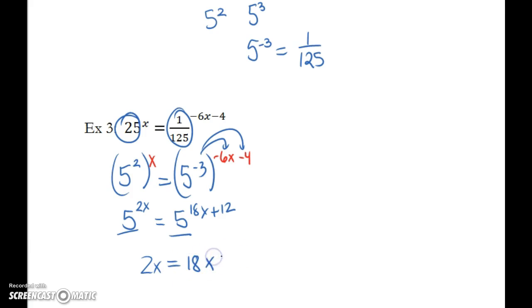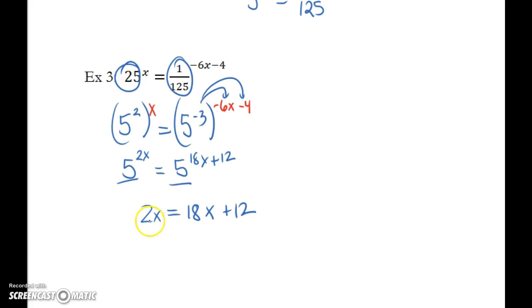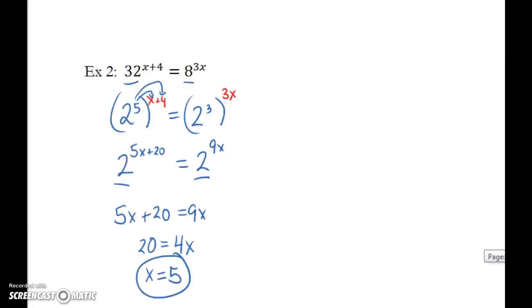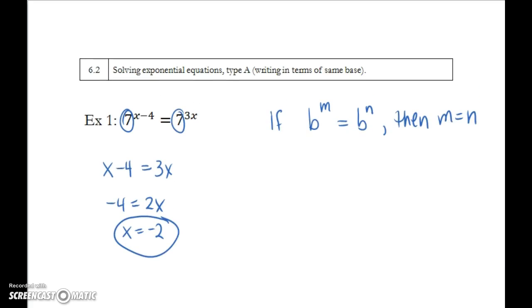We can set 2x equal to 18x plus 12. Subtract 18x from both sides, so negative 16x equals 12. Divide by negative 16, so x is negative 12 over 16. If we reduce by a factor of 4, x equals negative 3/4. This is standard 6.2, solving exponential equations.